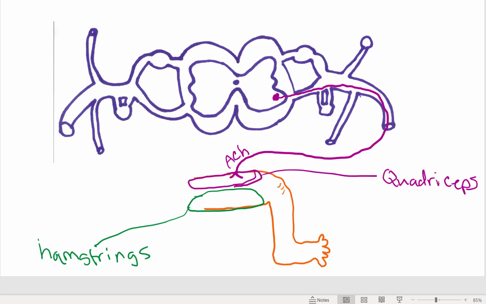Now, what started this reflex arc? Well, when we're talking about the knee-jerk reflex arc or the patellar reflex arc, we think of our doctor with the little rubber hammer hitting our patellar ligament. When it hits our patellar ligament, it causes our quadriceps muscles to stretch. Momentarily and very quickly, our quadriceps muscle group is stretched.